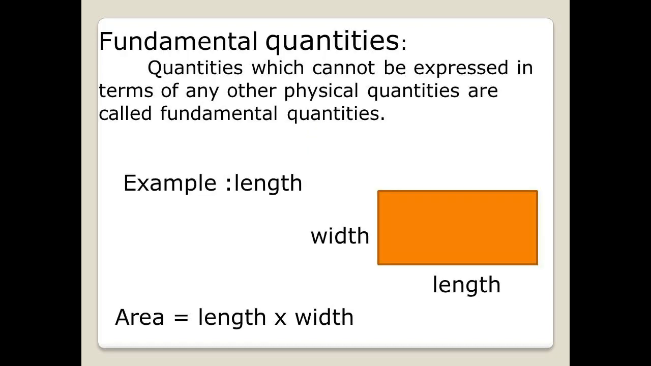Let's see what fundamental quantities are. Quantities which cannot be expressed in terms of any other physical quantities are called fundamental quantities. Let's see the example of length. We have this rectangular shape. If you want to find the area of this rectangle, you have to know length and breadth. Length is not derived from any other quantities, but area is derived from length and width. So area is a derived quantity, and length is not derived from any other quantities, so length is a base quantity.